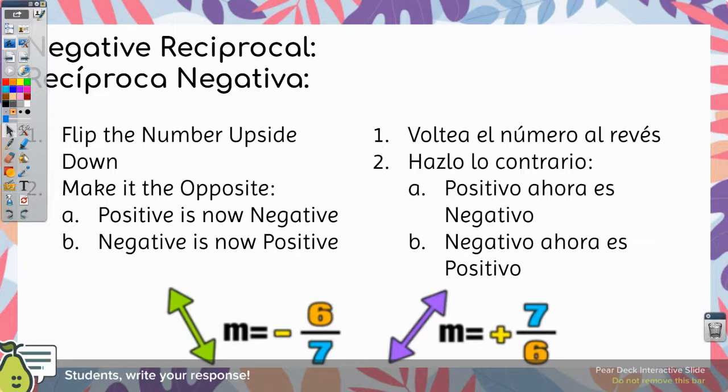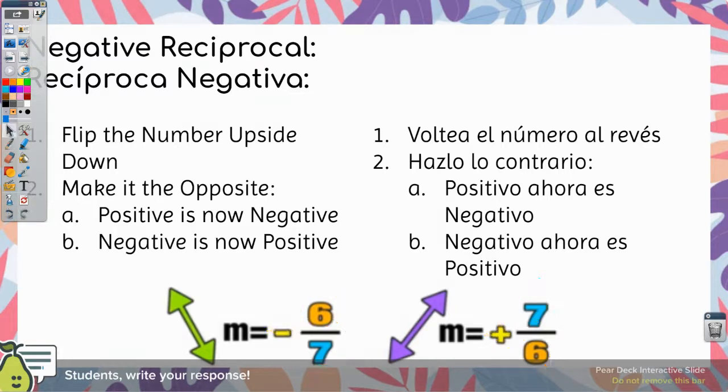What is the negative reciprocal? You flip the number upside down, and then you make it the opposite. So positive is negative now, negative is positive. Again, my green line was negative, and that's why my purple line is positive. 7 was in the denominator, it's now in the numerator. 6 was in the numerator, it's now in the denominator. So let's take a look at how we do that.